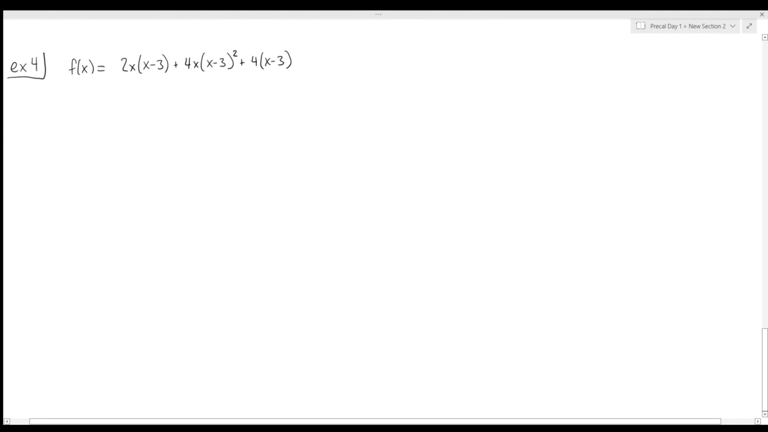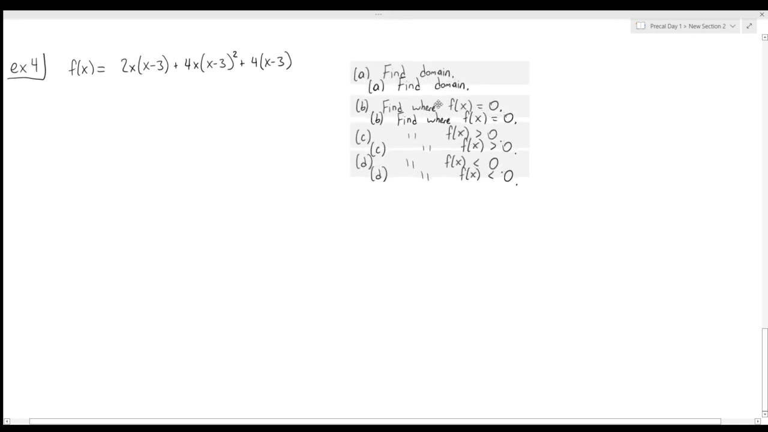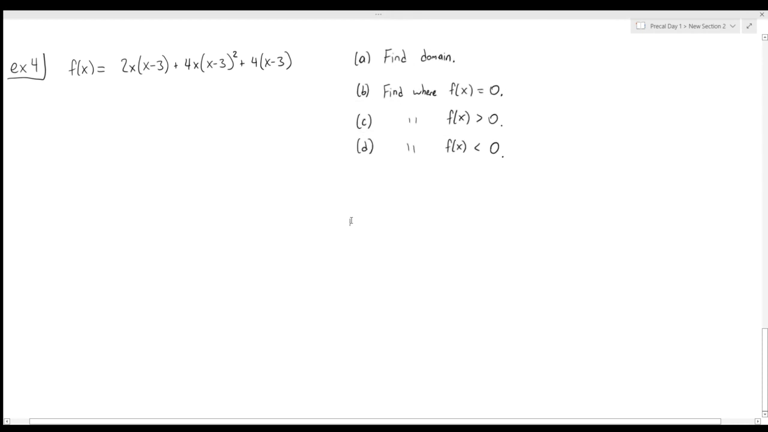So we'll do it one more time for this polynomial function. All right, so this one maybe looks more complicated at first glance. Domain is still all real numbers though for any polynomial.